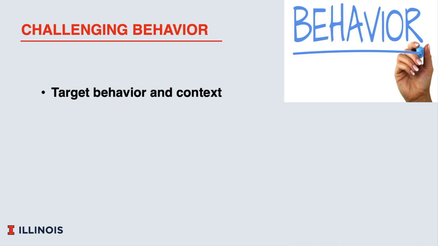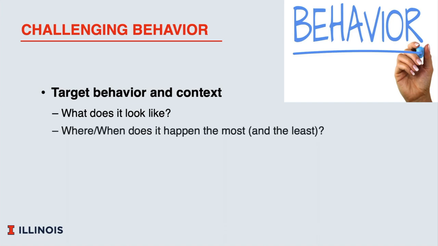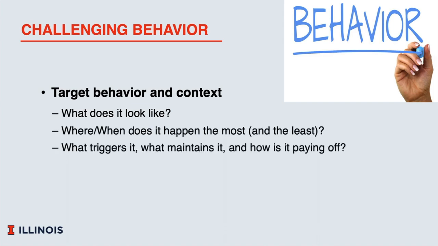Therefore, before we determine how to address a challenging behavior, we must first look at its characteristics and its context. We should ask, what does the challenging behavior look like? Where and when does the behavior happen? What do we think causes that behavior to happen? And why does the behavior continue to happen? By answering these questions, we can better understand the challenging behavior and determine strategies to address it.